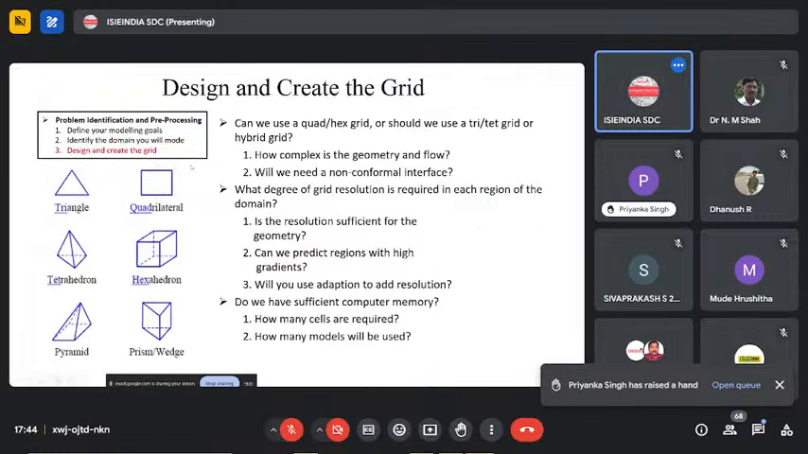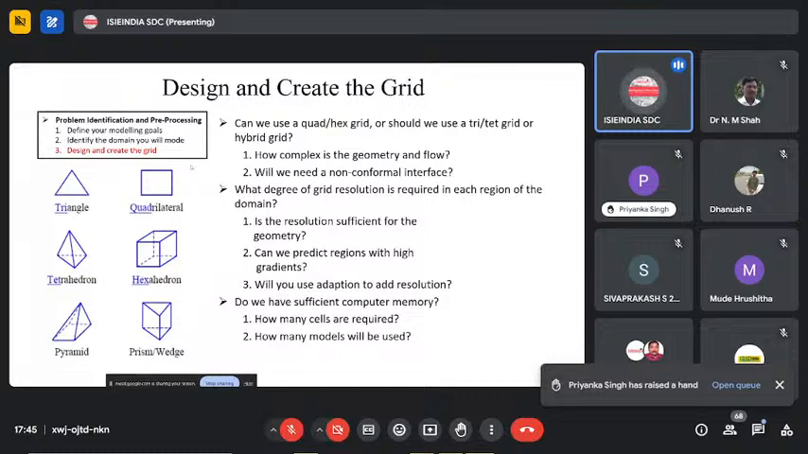While designing and creating the grid in CFD analysis, we need to choose the appropriate grid based on the complexity of the geometry and fluid, the required resolution, and available computational resources. There are several types of grids or meshes: quadrilateral, triangular, tetrahedral, hexahedral, pyramid, prism or wedge. These are different types of grid selections.